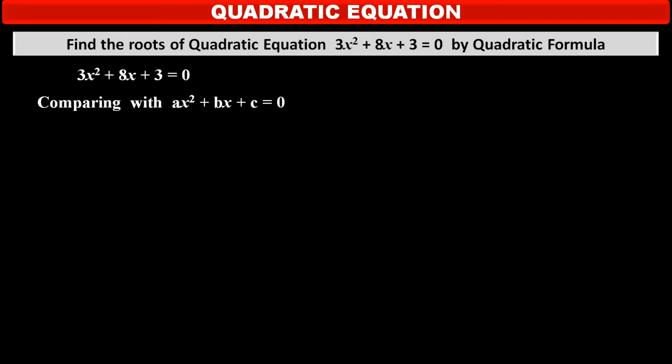Comparing this given quadratic equation with the general form of a quadratic equation, ax² + bx + c = 0, we get the coefficient of x², a = 3, the coefficient of x, b = 8, and the constant term c = 3.